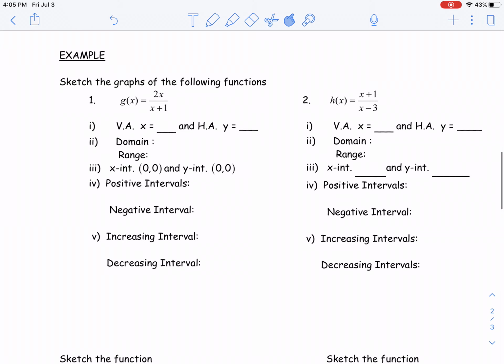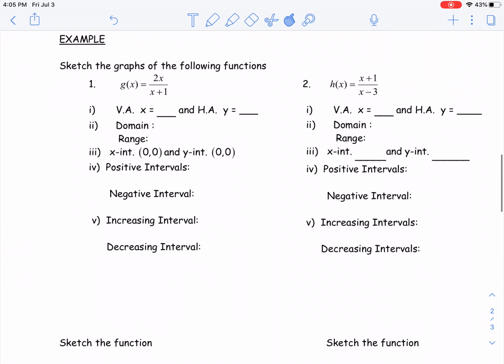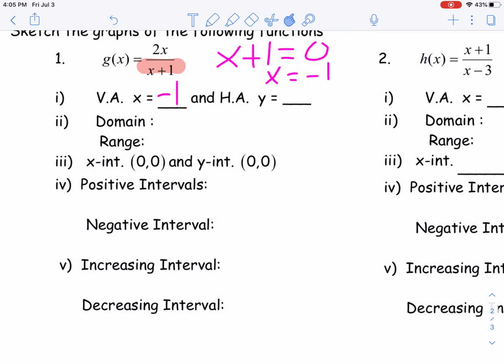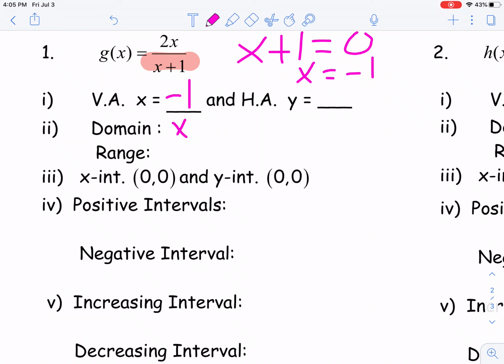So let's take a look at an example. So we're going to start with sketching the graph of g at x, which is 2x over x plus 1. The first thing we want to look at are the problem values that would make the denominator 0. So x plus 1, if it was to equal 0, that would mean x equals negative 1. So x equals negative 1 is the value of the vertical asymptote, and that also gives me my domain. So x is an element of the real numbers such that x cannot be negative 1, because that's where the function itself is undefined.